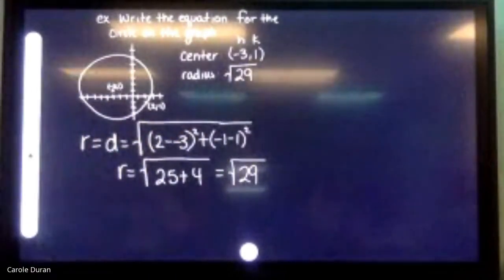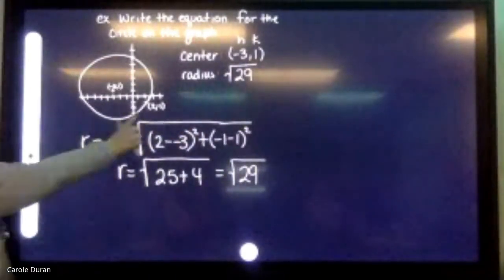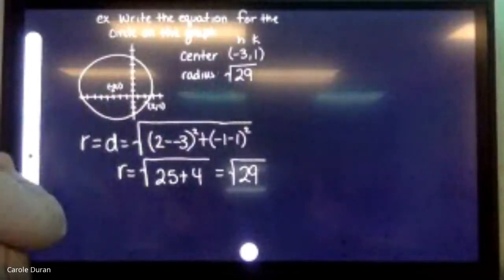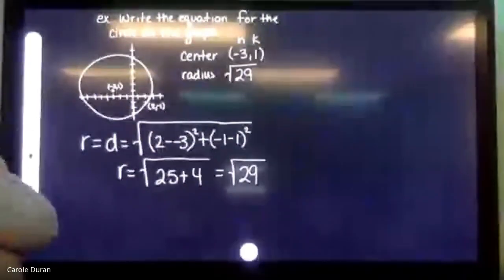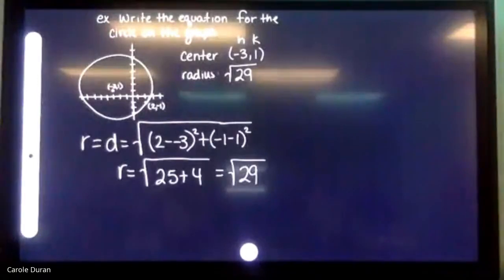Why is it -1 minus 1? Because I did y2 minus y1. You could have gone the other way as long as you kept it consistent. Okay, so I have the center, I have the radius.